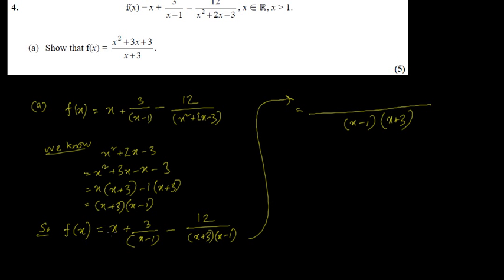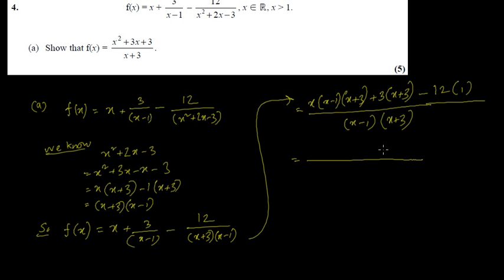So this one is x, there is nothing here, so directly multiply. So it will be x multiplied by x minus 1 multiplied by x plus 3, then plus, we have 3 times. If you have x minus 1 here and x minus 1 here, you need to multiply it with x plus 3, so it would be 3 times x plus 3. Then we have a minus sign. Be careful when you have a minus sign. So 12 into just 1. So now we can simplify this.